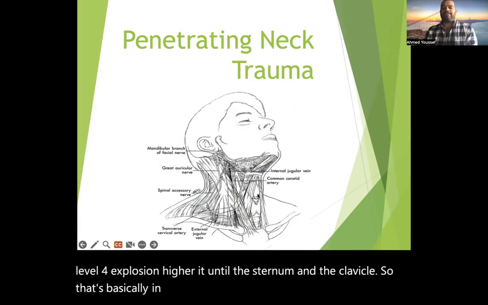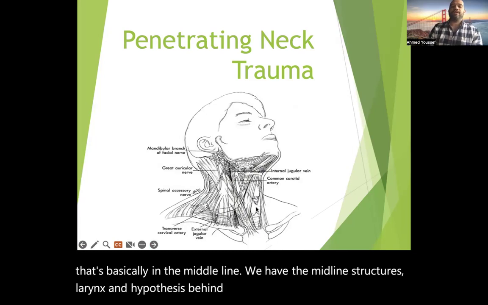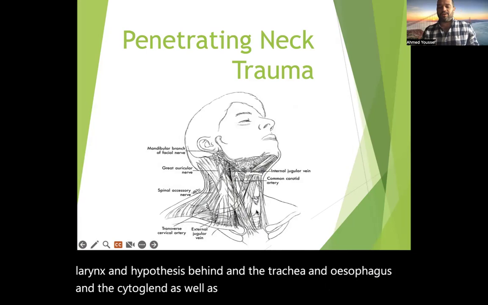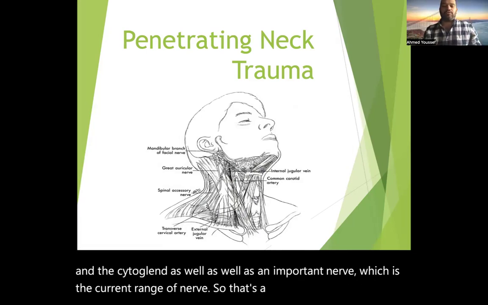In the midline we have the midline structures: the larynx and hypopharynx behind, the trachea and esophagus, and the thyroid gland as well, as an important nerve, which is the recurrent laryngeal nerve. So that's a summary of the basic anatomy of the neck.